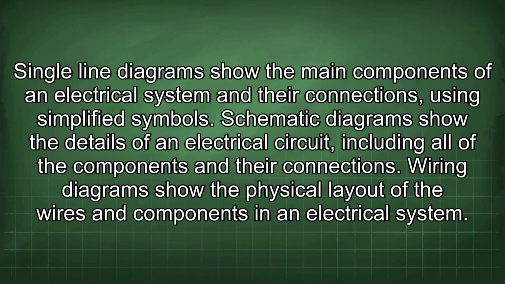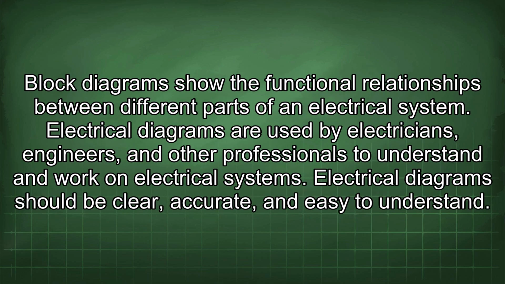Single-line diagrams show the main components of an electrical system and their connections, using simplified symbols. Schematic diagrams show the details of an electrical circuit, including all of the components and their connections. Wiring diagrams show the physical layout of the wires and components in an electrical system. Block diagrams show the functional relationships between different parts of an electrical system.